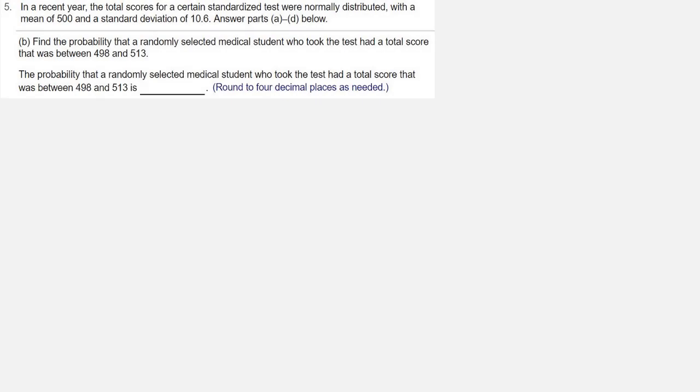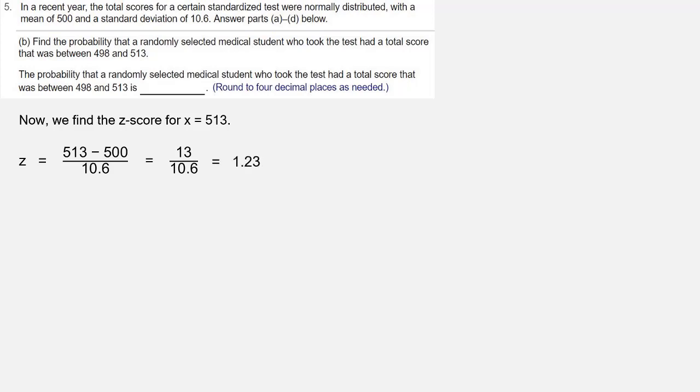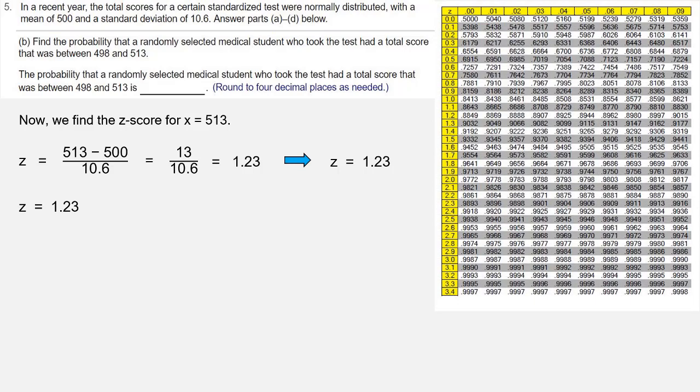In part B, we need to find the z-score for 498 and for 513. So we always start with the z-score farthest to the right. For 513, we have 513 minus 500 over 10.6, which is 13 over 10.6, which is positive 1.23. With a positive z-score value, we need the positive side of the standard normal distribution table. We look up 1.23, and we get a table value of 0.8907.